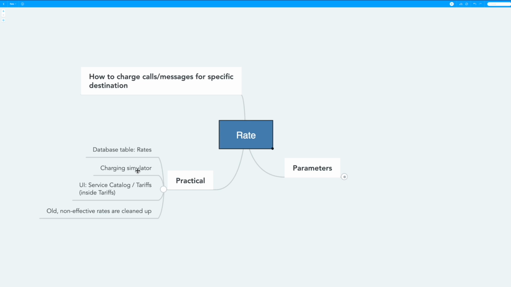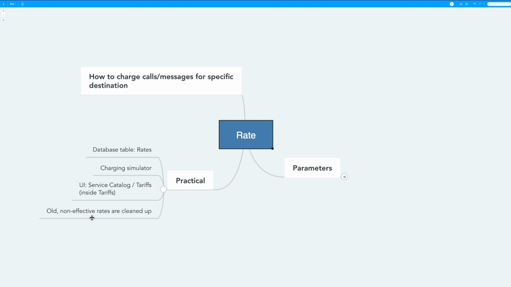To find rates on our web interface, we go to Service Catalog, Tariffs. We open a specific tariff, and that's where our rates are going to be. They're always inside the tariff. You cannot find them in the menu. We are going to have a closer look at rate management very soon.